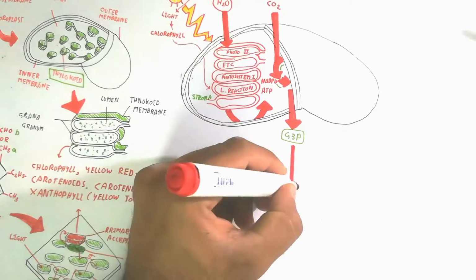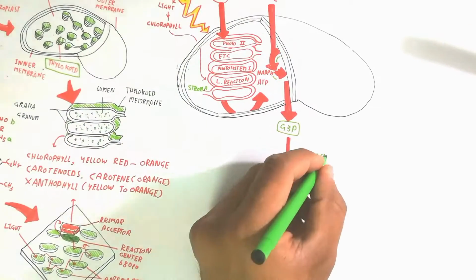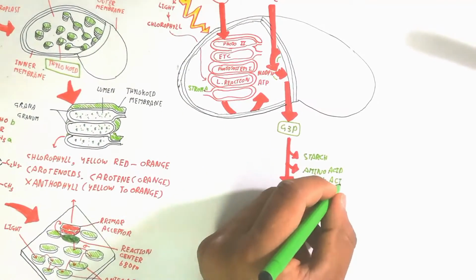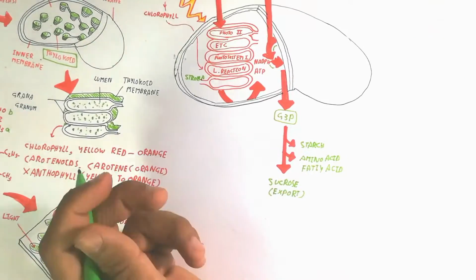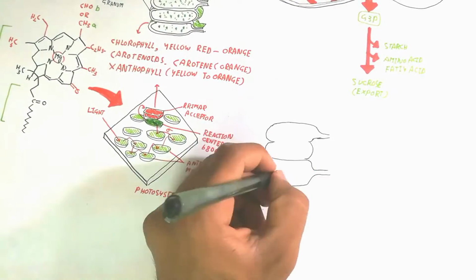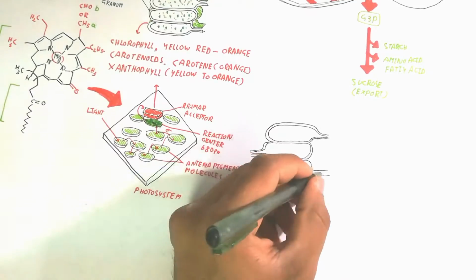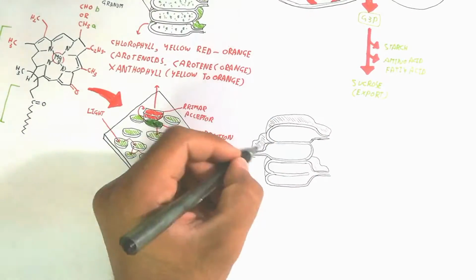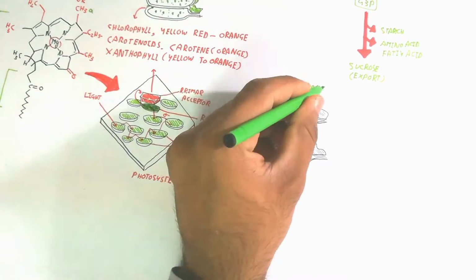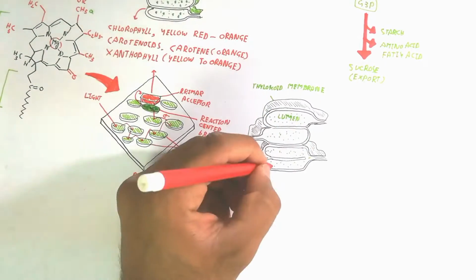NADPH and ATP will produce sugar, in the form of glyceraldehyde 3 phosphate, which is further converted by different processes into sucrose and starch, basically amino acids and fatty acids, and some other things.